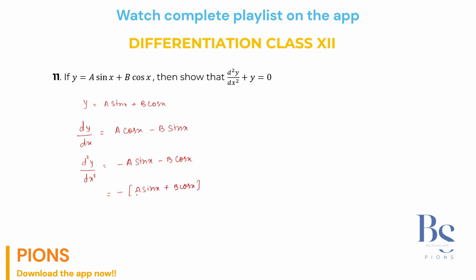Now, a sin x plus b cos x is nothing but y. So minus y d square y by dx square. If I take this minus y on the left hand side, this will be plus y, and on the right hand side, 0. Now, this is our desired equation. So, this is our question number 11.